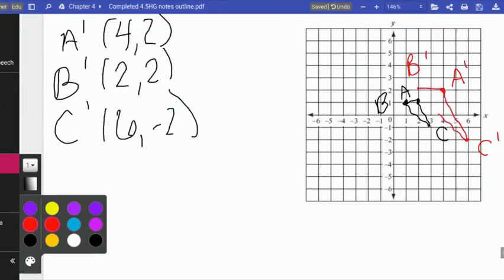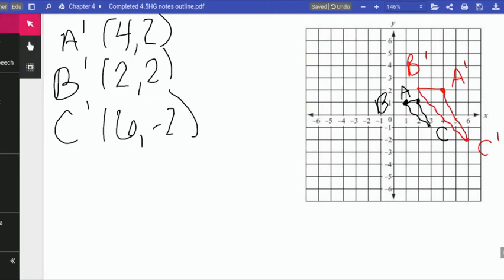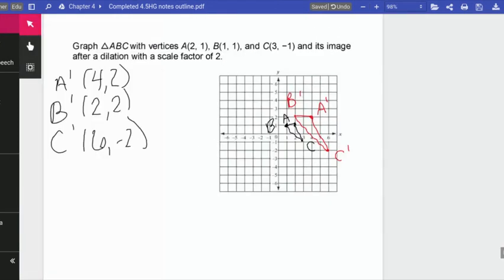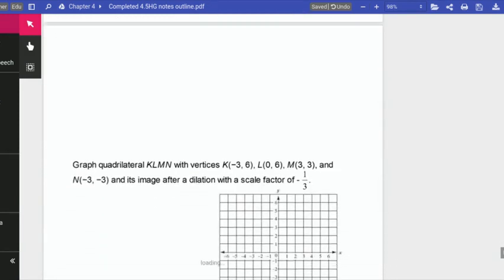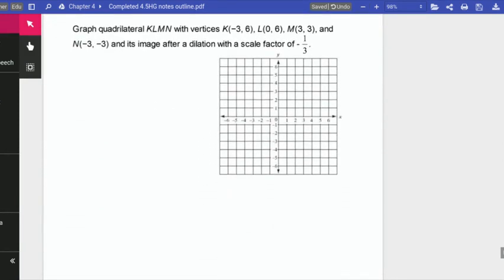So see how the shape itself doesn't change, but it is twice as big. So like this original AB is 1 unit long, A prime B prime is 2 units long, and so forth. So that's what that dilation is going to look like. So I want you to do this one on your own and then check and see if you got it right. But first, think about, is this going to be a reduction or an enlargement? And this is going to be a reduction because 1/3 is less than 1.